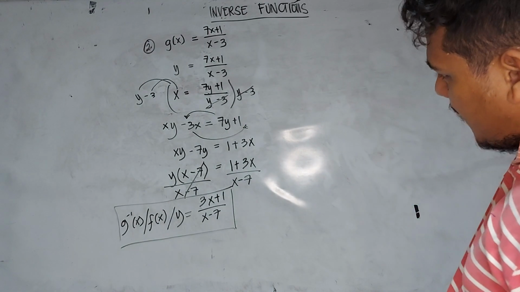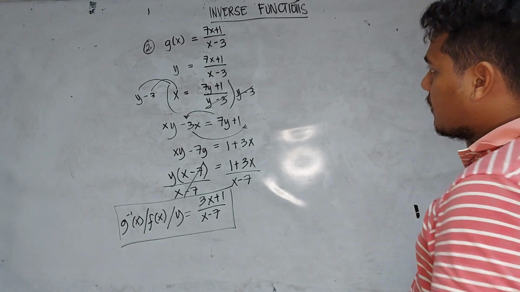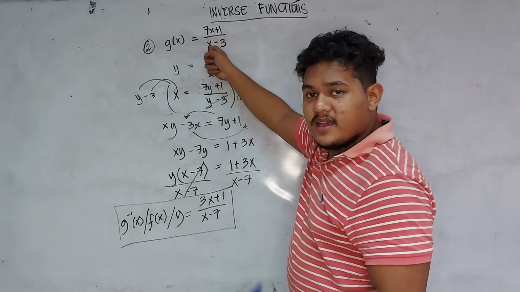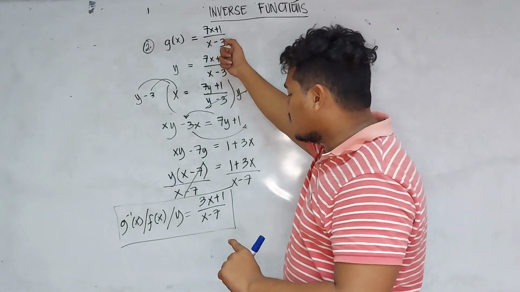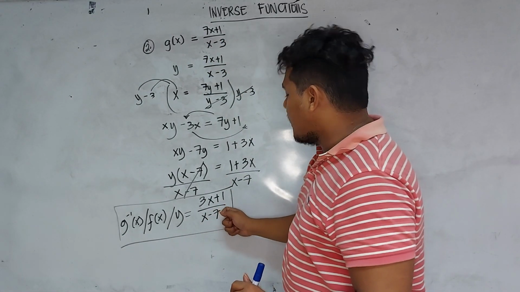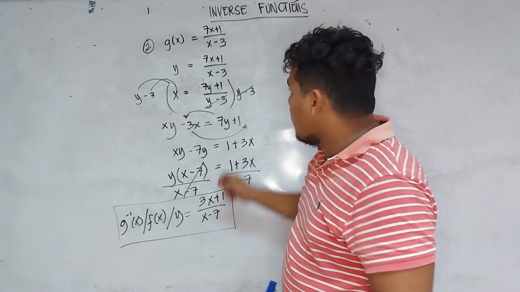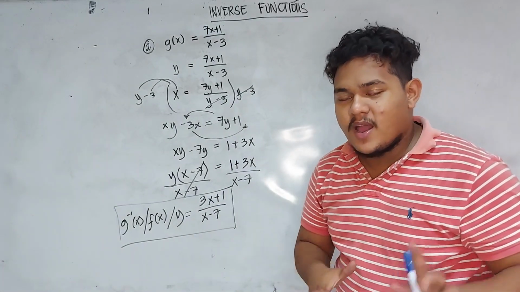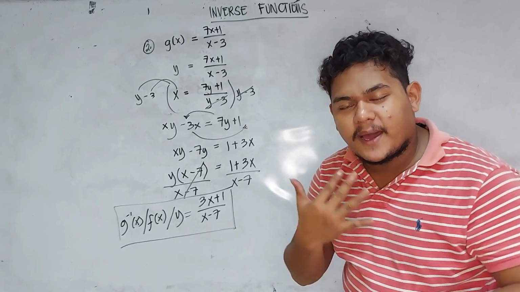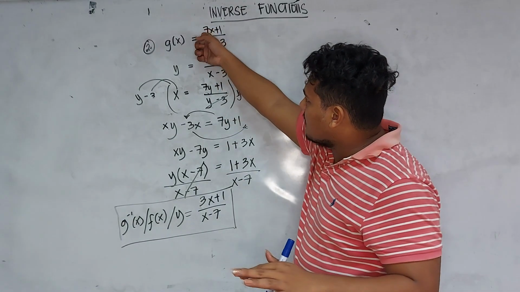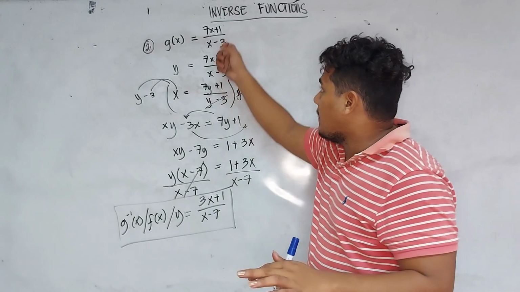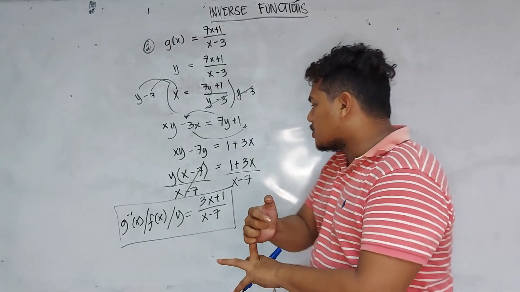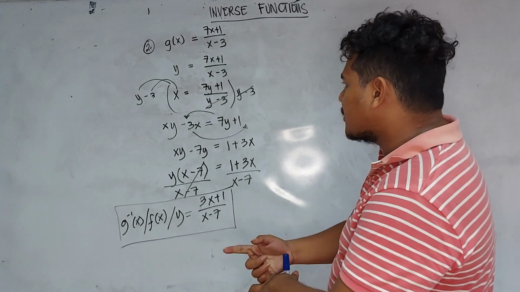How do we verify if this is correct or not? Okay, let's try to verify. If g of x equals 7x plus 1 over x minus 3, its inverse according to my calculations is 3x plus 1 over x minus 7. If you see a pattern, guys, please do not follow that, I tell you. It's not always the same, ha? So let's try to solve if we are really getting the answer right.